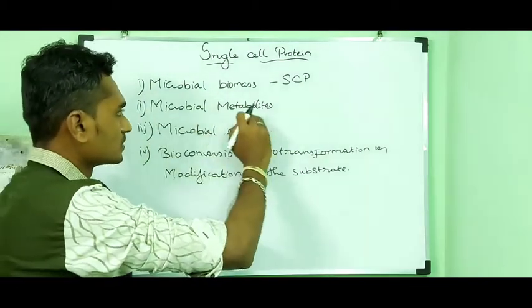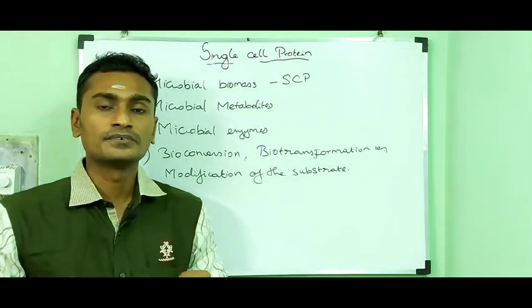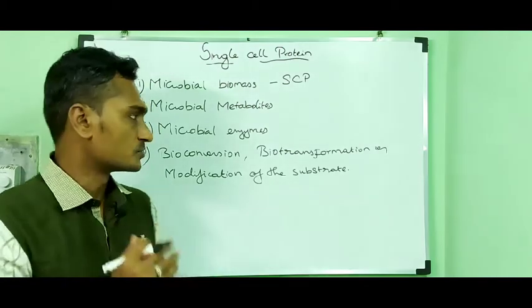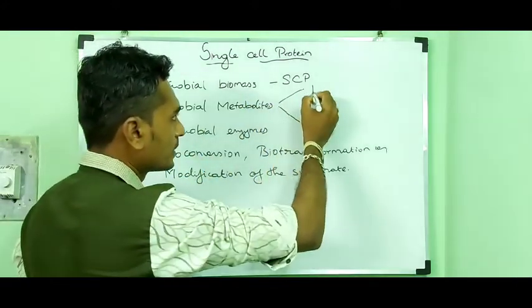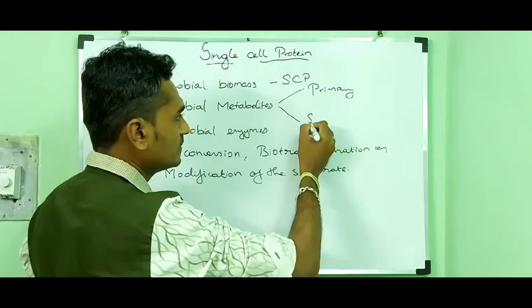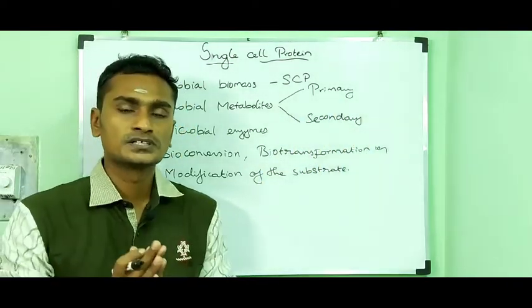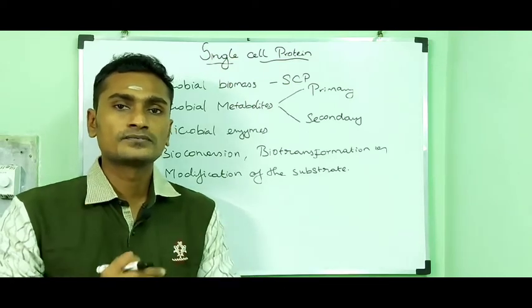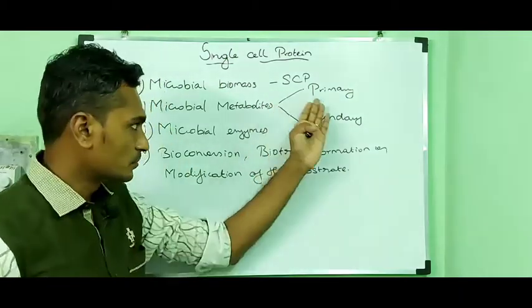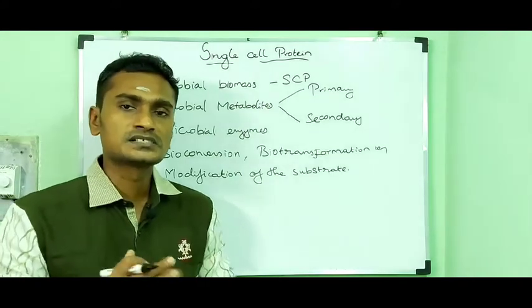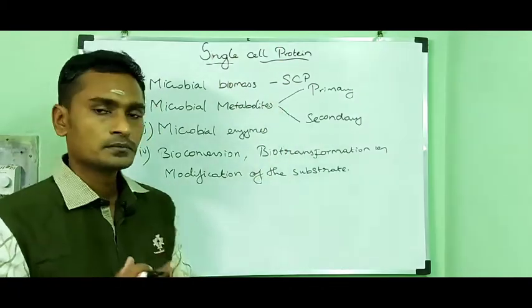Then I am going to tell about the microbial metabolites. So microbes can produce some compounds which are having industrial uses. The microbial metabolites are classified into two types: primary, then secondary. Primary metabolite means the microbes can produce the compounds which are very important for their vital life processes, and those compounds are called primary metabolites. For example, citric acid, lactic acid, ethanol and acetic acid are examples of primary metabolites.